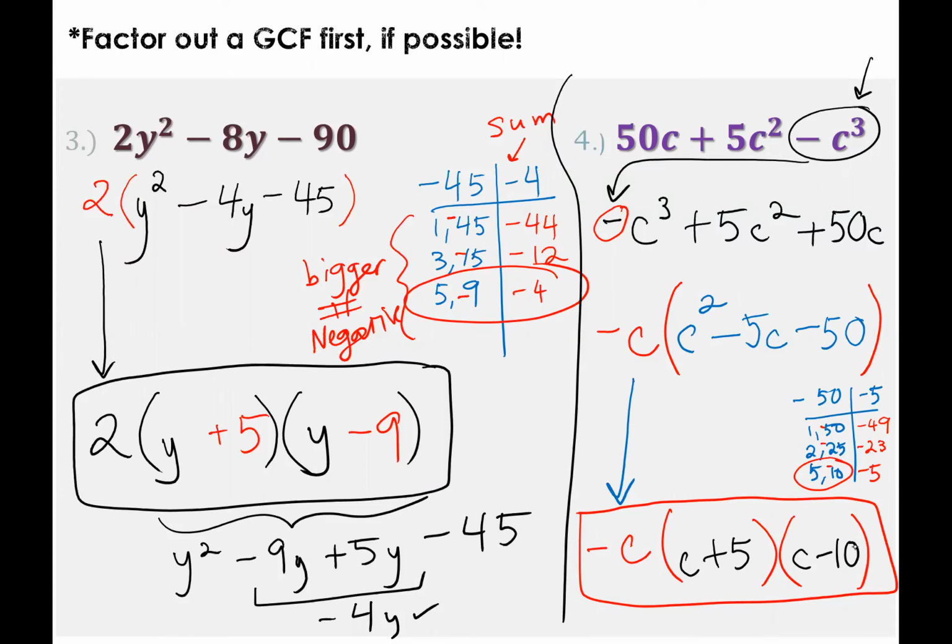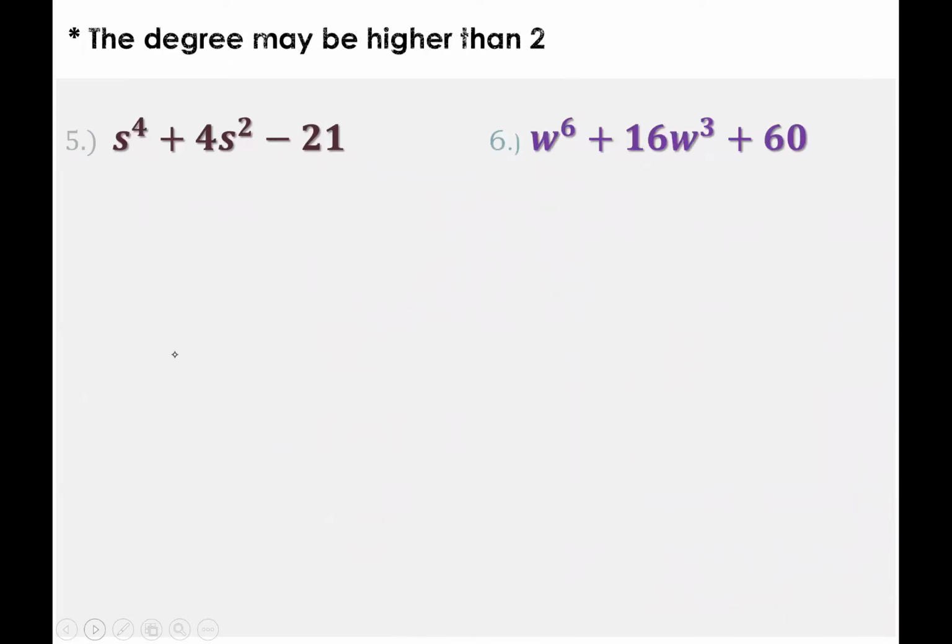So these two examples that we just saw, they each had a GCF. We saw one with a greatest common factor of 2. And then in our most recent problem, we saw a greatest common factor of c, but actually it was negative c. The reason we factored out a negative is because that leading coefficient was negative. All right, good. We're almost done. We just have 2 more to go.